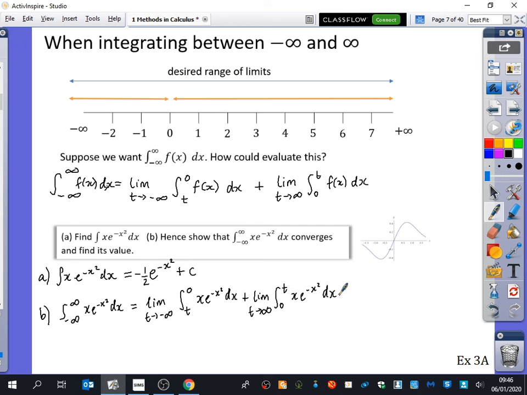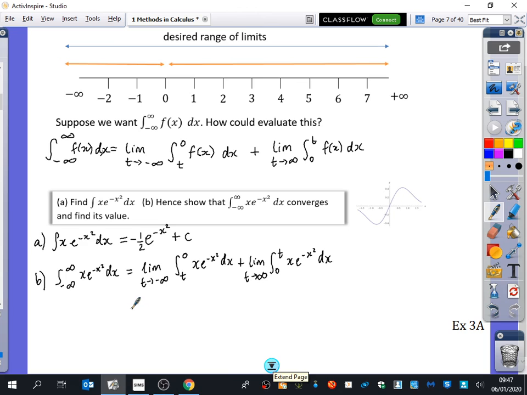I'll skip to the next step. So we've still got to keep writing our limits in until we actually evaluate those limits. And we've got minus a half e to the minus x squared between t and 0, plus the limit as t goes to infinity. Let's go straight in with that. Minus a half e to the minus x squared, between 0 and t.